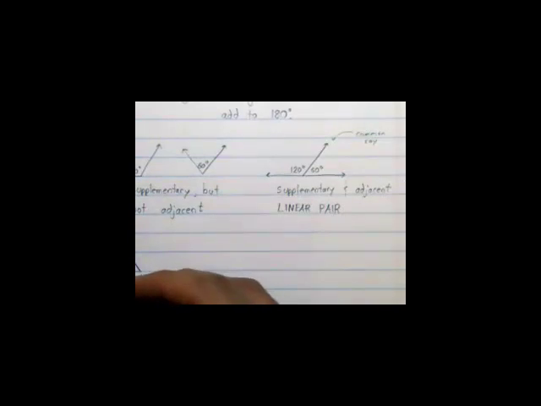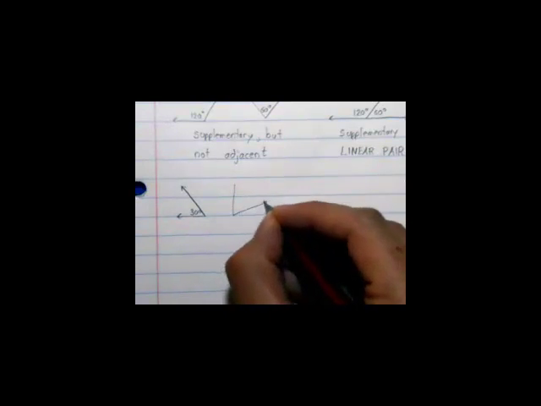Now complementary. So let's say we've got this angle, and it is 30 degrees. We've got this angle over here. It's 60 degrees. Okay. Those are not adjacent again, right? Their measurements add up to 90 degrees this time. So they are complementary, but not adjacent.